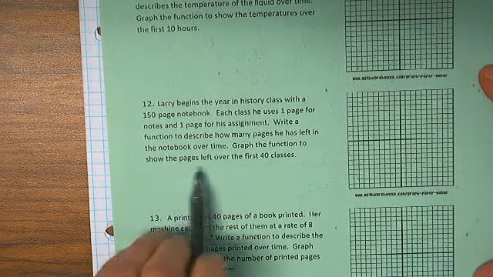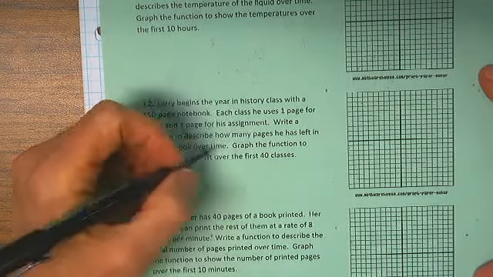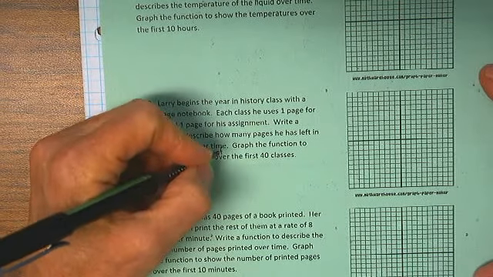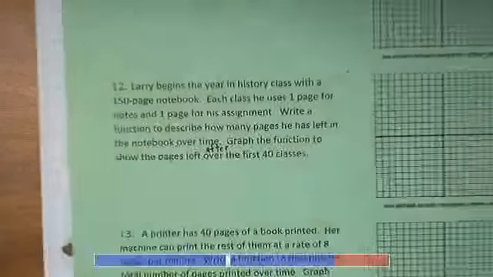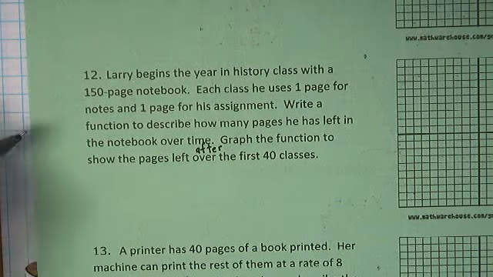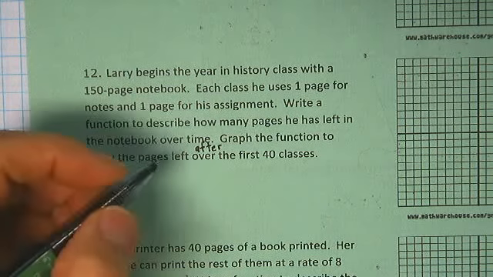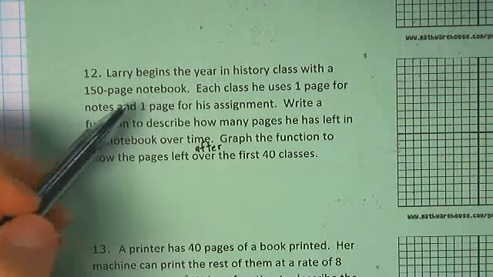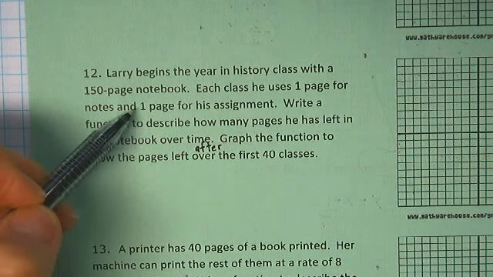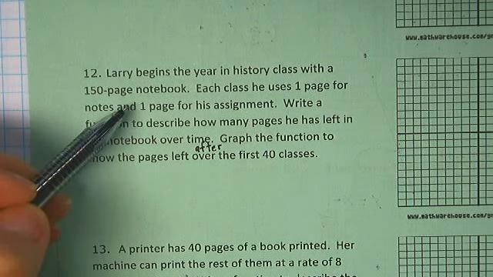Graph the function to show the pages left over the first 40 classes. They probably mean left after the first 40 classes. Math teachers don't write great English prose. He begins the year with a 150-page notebook. So that's our starting point, 150 pages. Every class he uses a page for notes and a page for his assignment. So that's 2 pages every class.